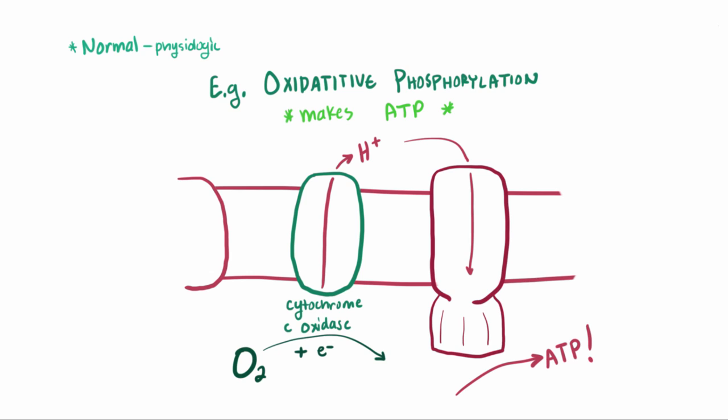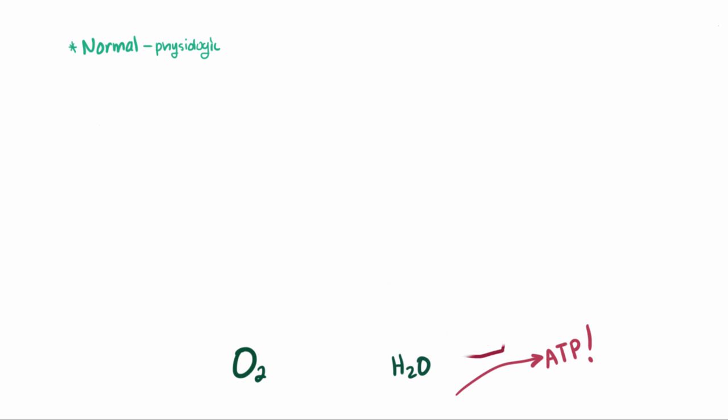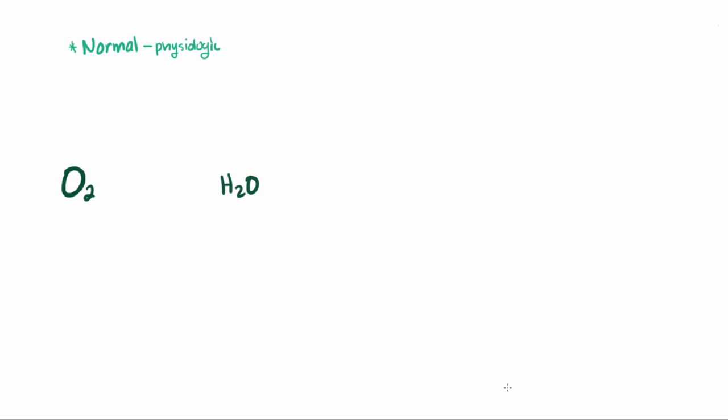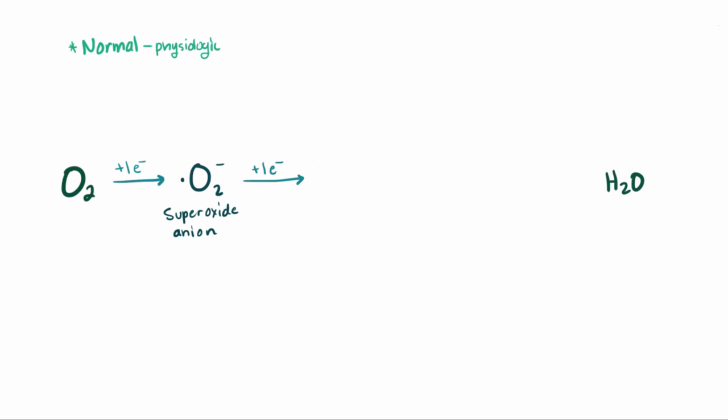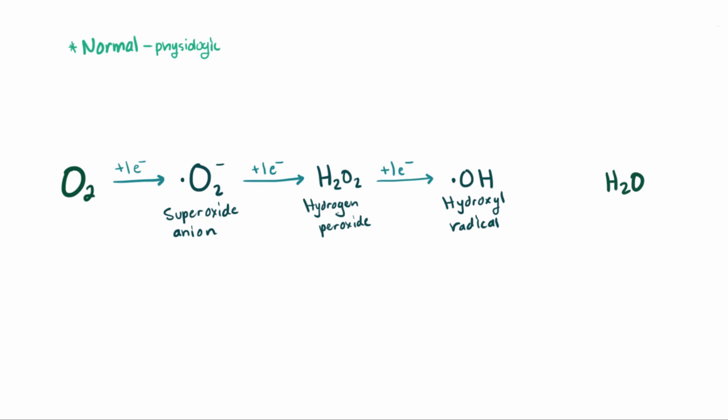Great. So normally, for oxygen to be happy, it accepts 4 electrons and becomes water. But what if it doesn't receive all 4? Well, that, my friends, is when we get free radicals. Okay, so if oxygen grabs just 1 electron, it becomes superoxide, so O2 with a little dot for its extra electron. If it gets 2 electrons, it becomes hydrogen peroxide. And then 3 electrons, it's the hydroxyl radical. Then finally, if you get all 4, you get water.